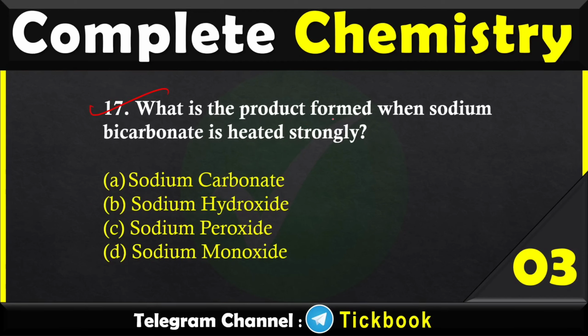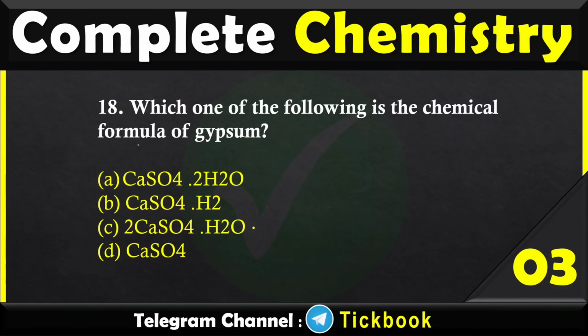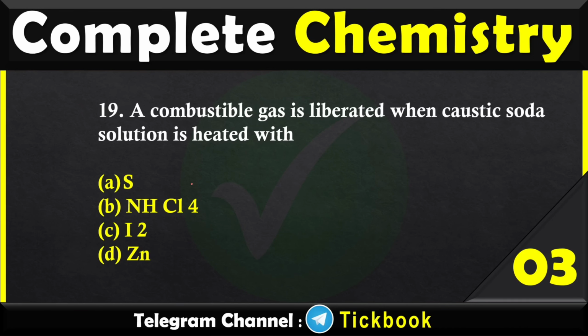17. What is the product formed when sodium bicarbonate is heated strongly? Option number A is the right answer, sodium carbonate. Question number 18. Which one of the following is the chemical formula of gypsum? Option number A is the right answer, CaSO4.2H2O. 19. A combustible gas is liberated when caustic soda solution is heated with? Option number D, zinc, Zn.